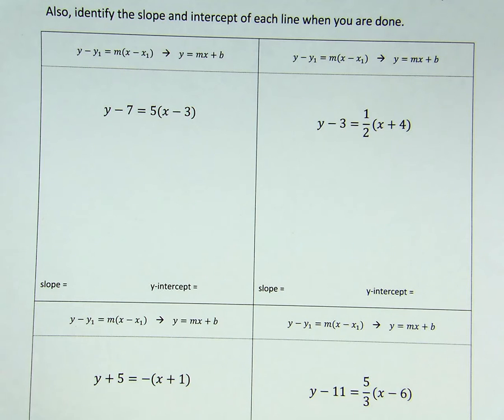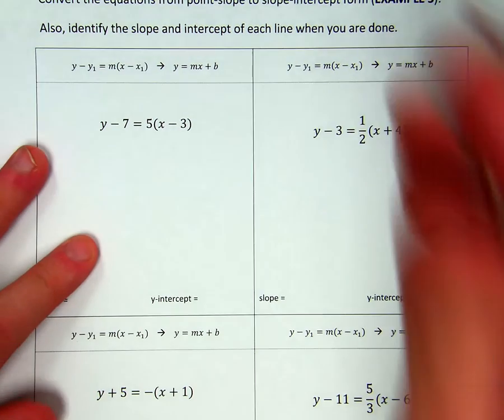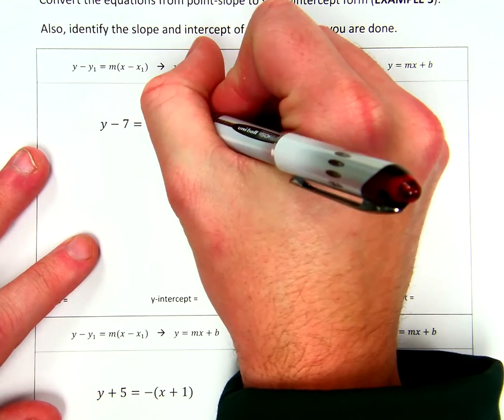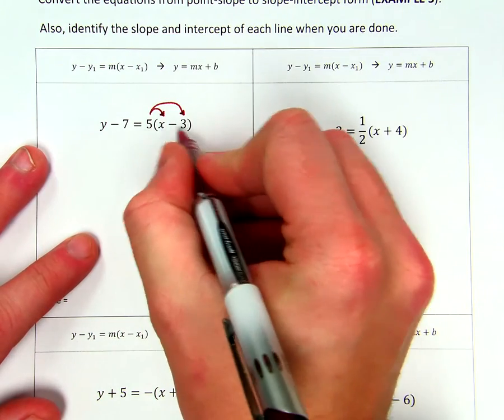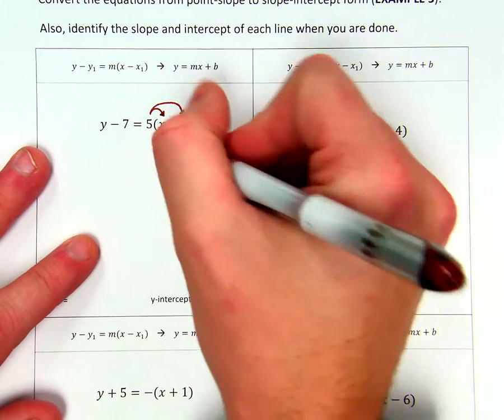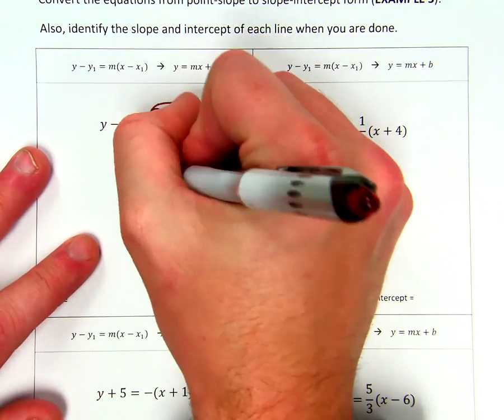The last page of your review is asking you to convert an equation from point-slope form to slope-intercept form, or to take what you see and turn it into y equals mx plus b. These are not too difficult. They're all going to follow the same steps. We're going to simplify by distributing, because we should always distribute as soon as we can in a math problem.